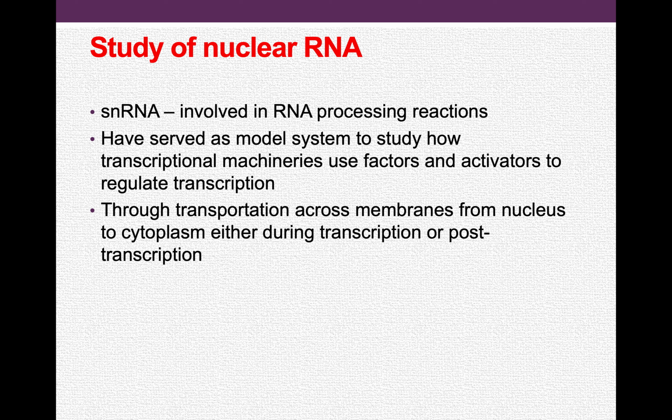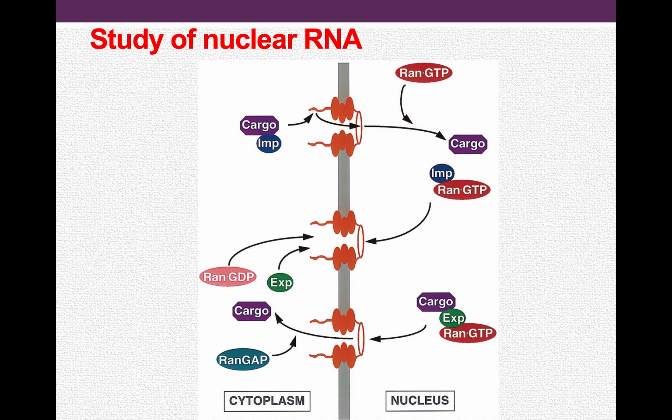And the last one is the study of nuclear RNA. So we have snRNA, or small nuclear RNA. It is involved in RNA processing reactions, and it has served as a model system to study how transcriptional machineries use factors and activators to regulate transcription. And this we will discuss in detail, and there are a lot of things to discuss in eukaryotes. So this is mostly used through transportation across membranes from the nucleus to the cytoplasm, either during transcription or post-transcription. So this is the study of nuclear RNA, and it is not a very simple study.